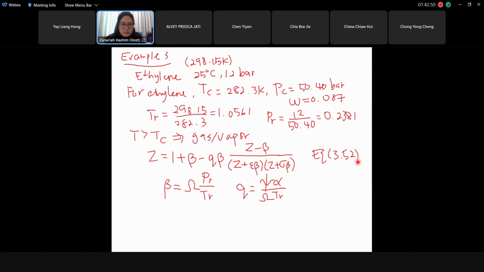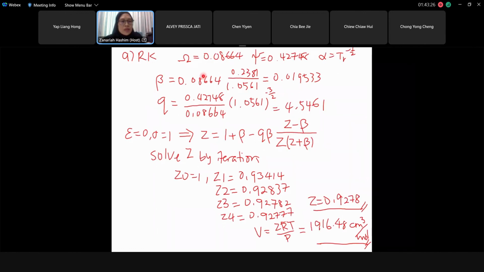Okay, equation 3.52. Okay. So from here, you need to determine the beta and then the Q. So beta, this is the equation and this is the Q. And then you need to get the value for omega. Yang ini, this is large omega. And then PR, TR. Yang ini, you have the chi and then the alpha and the omega and TR. So you have to refer to the table for the values. Okay, so for the Redlich-Kwong, large omega is 0.08664 and then chi is 0.42748. And then the alpha TR is TR to the power of negative 1/2. Okay, so just substitute everything into the equation. You get beta, you get Q. And also you need epsilon and sigma. This is from the table. So you substitute into the equation.